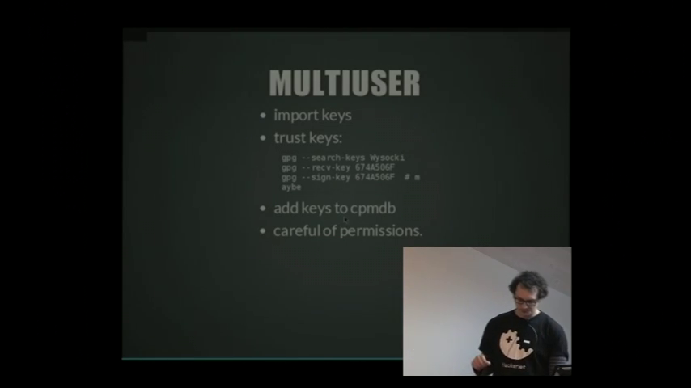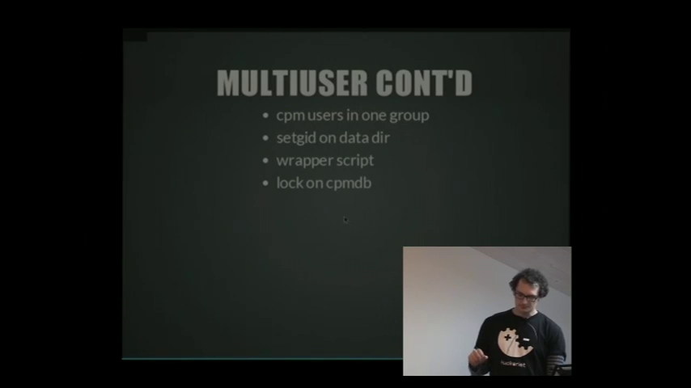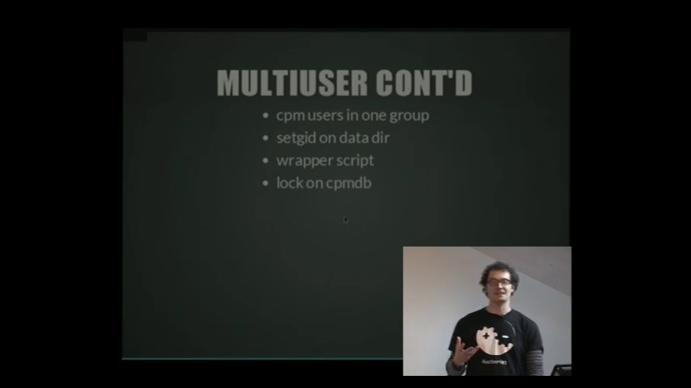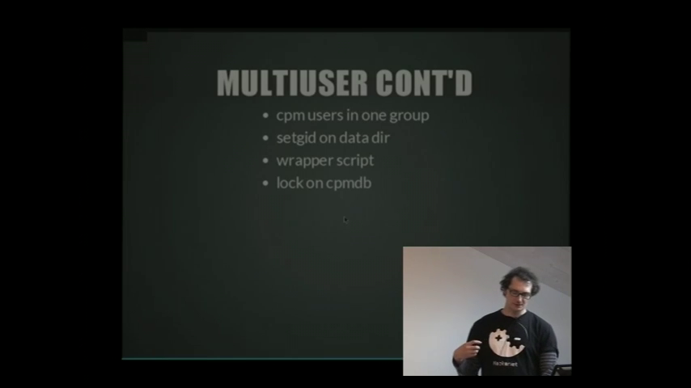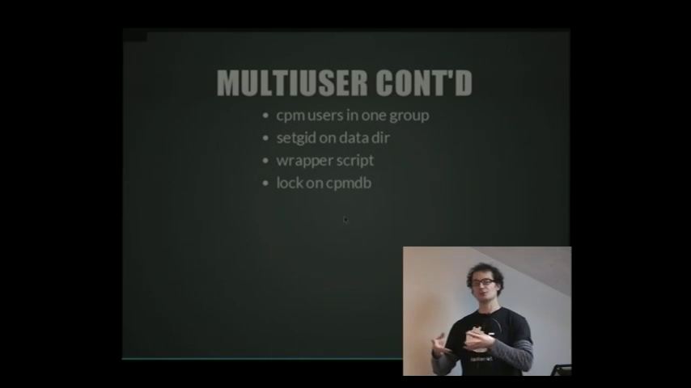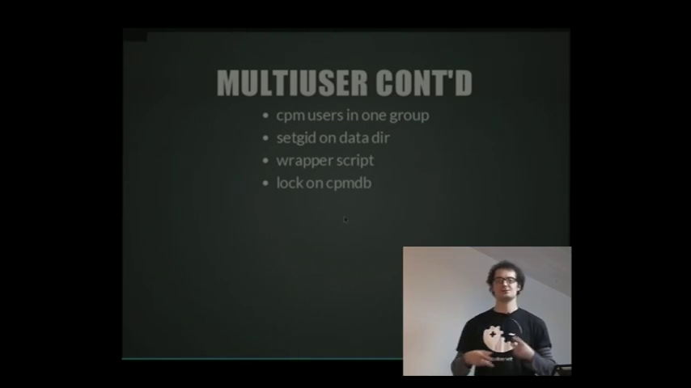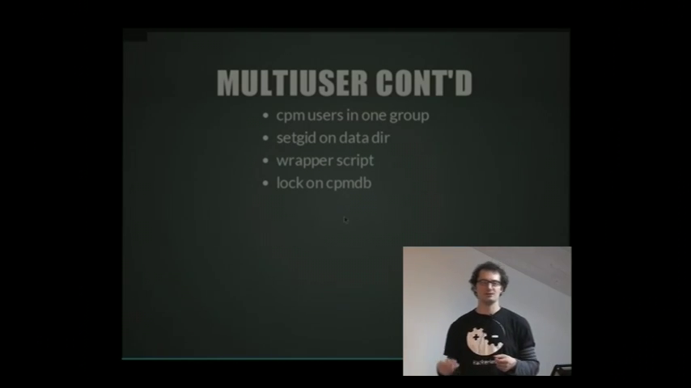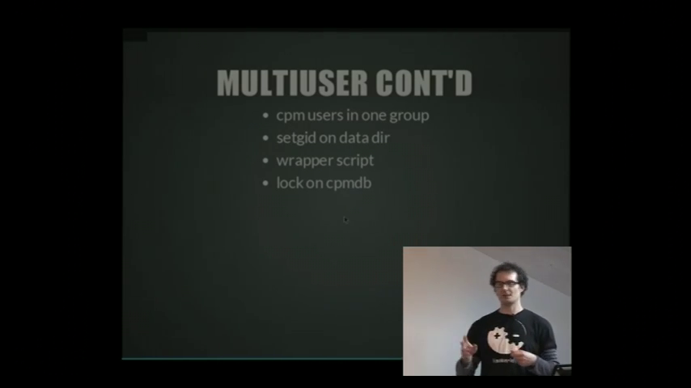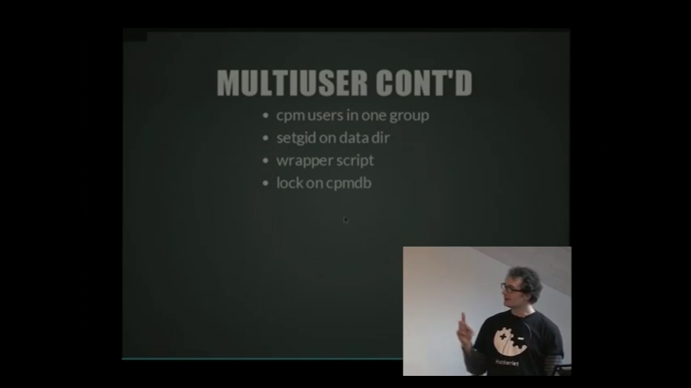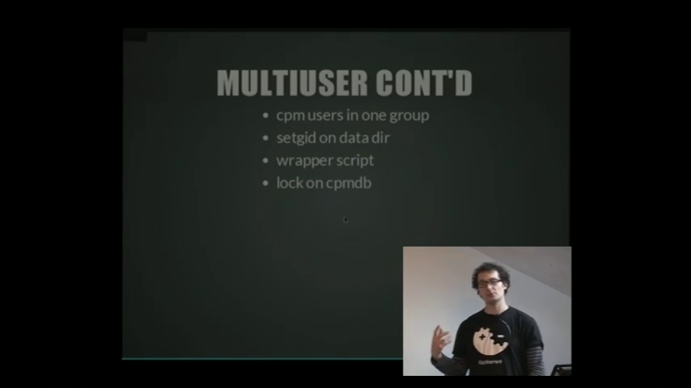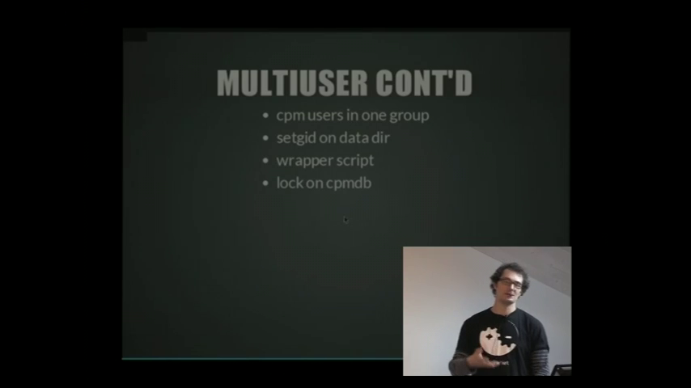Unix file permissions. So all the CPM users would be in one Unix group, and you would set GID, or group ID, on the data there, and you would have a wrapper script that makes sure to open that particular file. Because CPM just opens .cpmdb in your home folder, you'd want it to run CPM with an argument to specify where you're opening it. And CPM will actually lock the database so that only one person is able to write it at a time, even though everybody is able to read it.